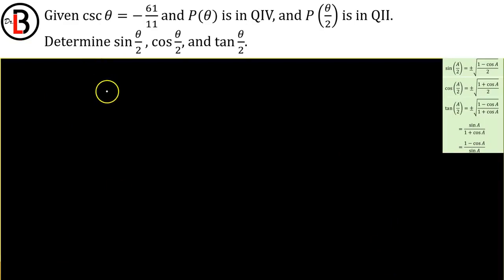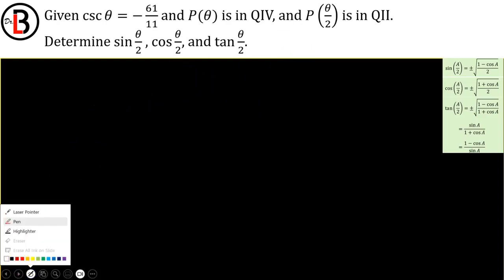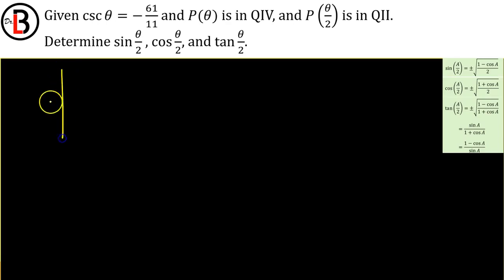Lastly, if cosecant is negative and theta is in quadrant 4, then theta over 2 is in quadrant number 2, determine sine, cosine, and tangent. So you know that in here, cosecant was given to be in quadrant number 4 already. So this is your theta. Cosecant is hypotenuse over opposite. Since it's going down, it's negative.